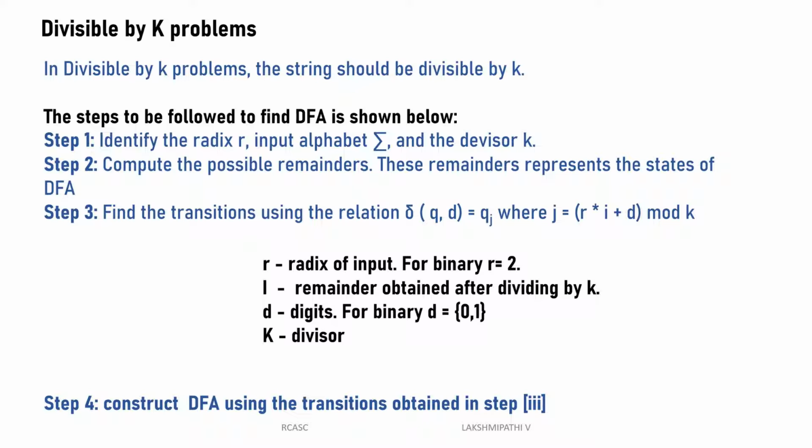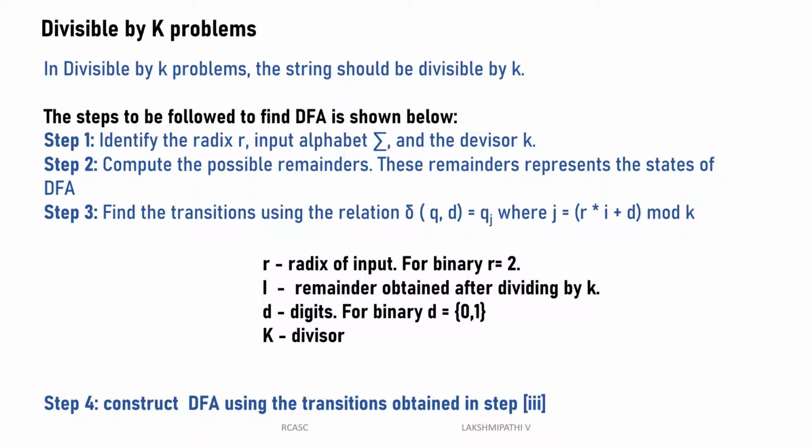We use delta of Qi on input d is equal to Qj, where j is equal to (r times i plus d) modulo k. Here, r is the radix of the input: for binary it is 2, decimal is 10, octal is 8, and hexadecimal is 16. According to the number system, we take the radix.